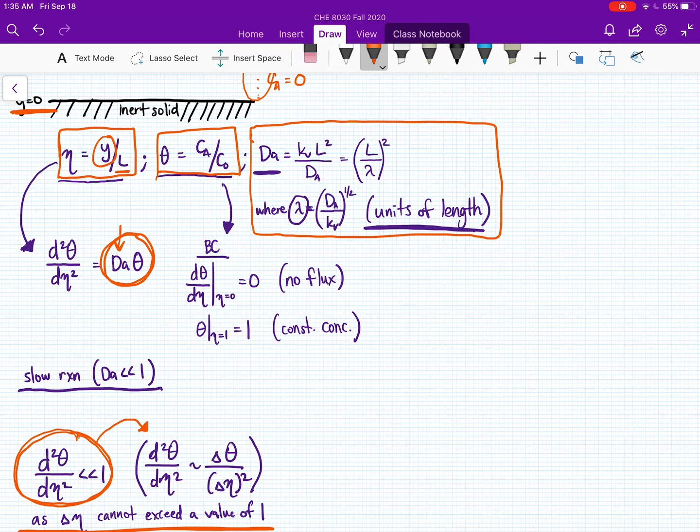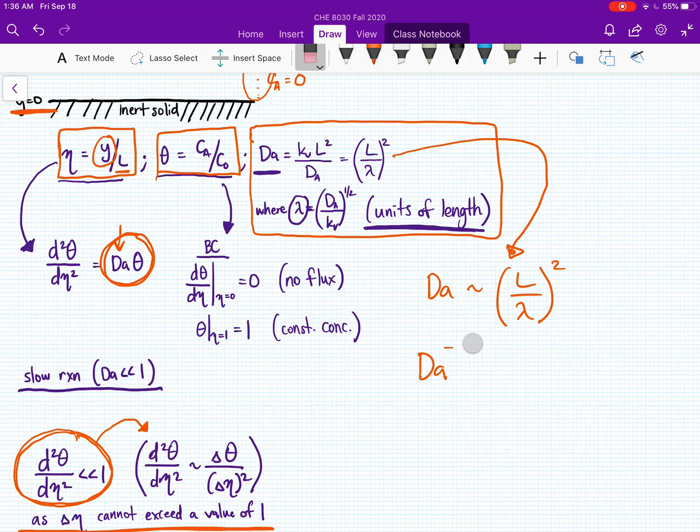And what I just told you in terms of what we originally defined was that the Damköhler number was on the order of L over lambda squared, or if we take the negative square root of that, the Damköhler number to the negative 1/2 is on the order of lambda over L. And I alluded initially that this lambda term has units of length.